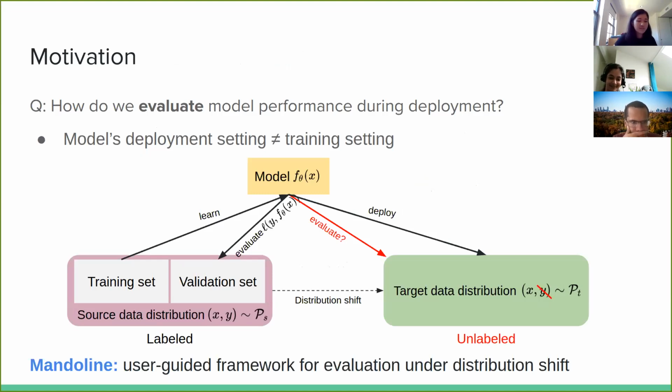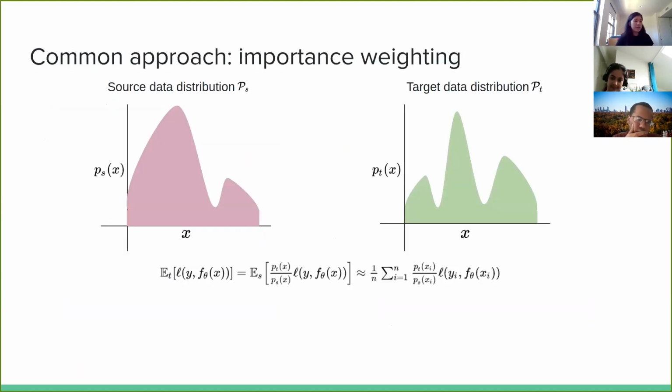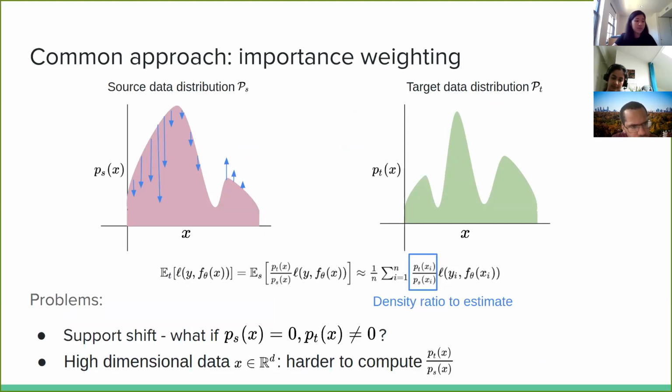Yeah. Thank you. So when we're correcting for distribution shift, a very common approach is importance weighting. In these graphs are the source and target distributions. In importance weighting, we adjust the loss at each point in the original source distribution on the left by the estimated density ratio of P of T over P of S, shown by the blue arrows here. In expectation, the weighted loss on the source distribution will equal the model's loss on the target distribution on the right. However, there are a few problems with importance weighting.